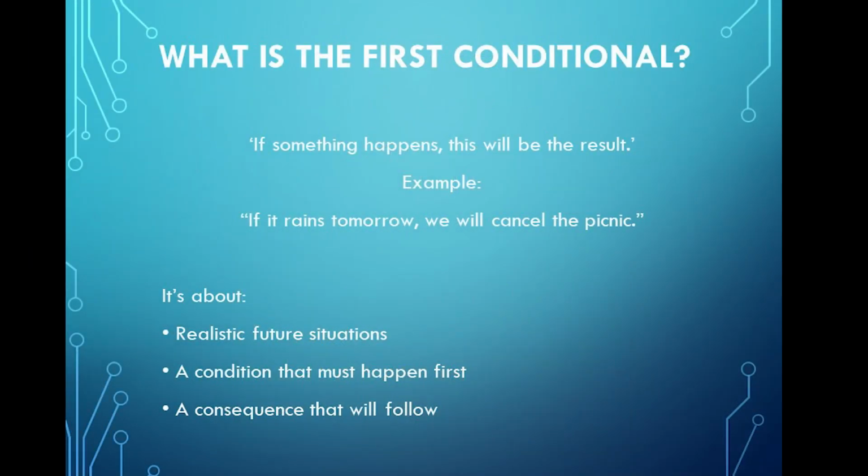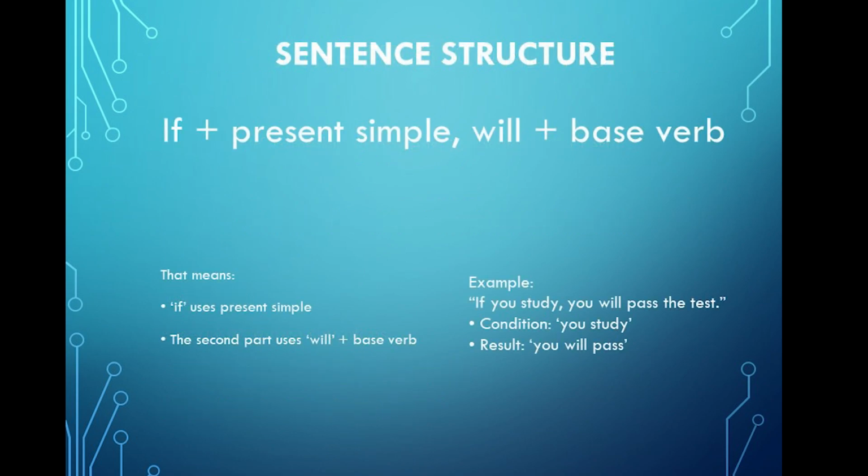The first conditional is a sentence structure that helps you talk about the future, but only about things that are possible or likely. We use it when we want to say, if something happens, this will be the result. For example, if it rains tomorrow, we will cancel the picnic. That's a real situation. It might rain, and if it does, the result is that we won't go to the picnic. So, the first conditional is all about realistic future situations, a condition that must happen first, a consequence that will follow.